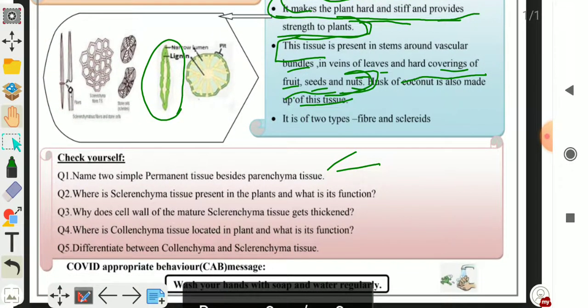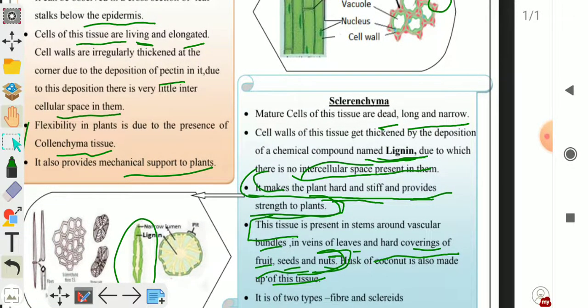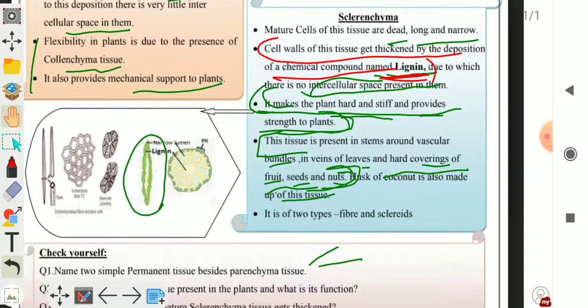Next question is question number 3. Why does the cell wall of the mature sclerenchyma tissue get thickened? The cell wall of this tissue gets thickened by the deposition of the chemical compound named lignin. So due to the deposition of lignin, the cell wall becomes thickened.